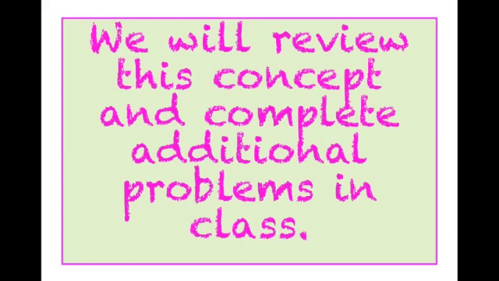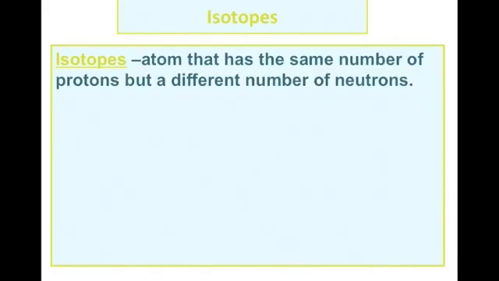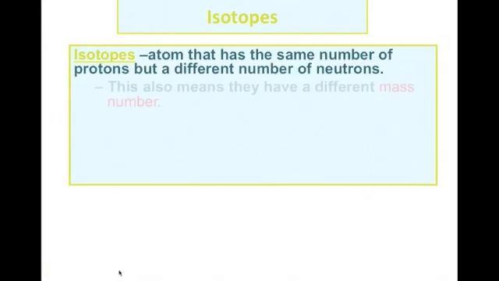Let's continue on with the second half of this video and let's look at isotopes. Isotope means you have the same number of protons but a different number of neutrons. As the number of neutrons changes, so does the mass number for that isotope. Each isotope of the element has a unique mass number.